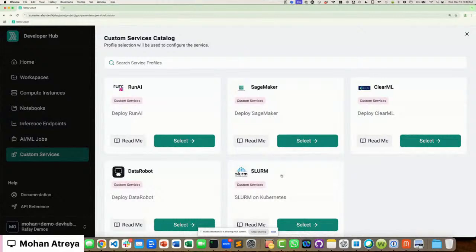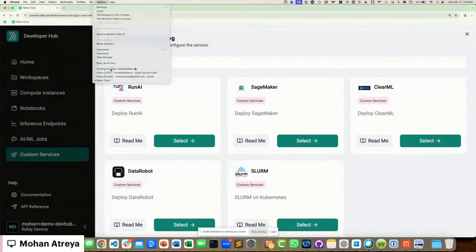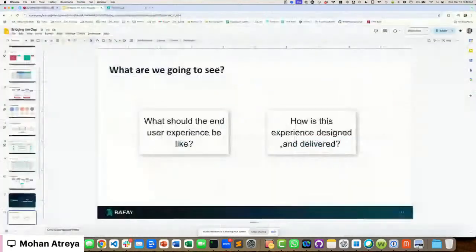So now let's pivot into the second part, which is actually the more interesting part, which is how did this experience get designed?